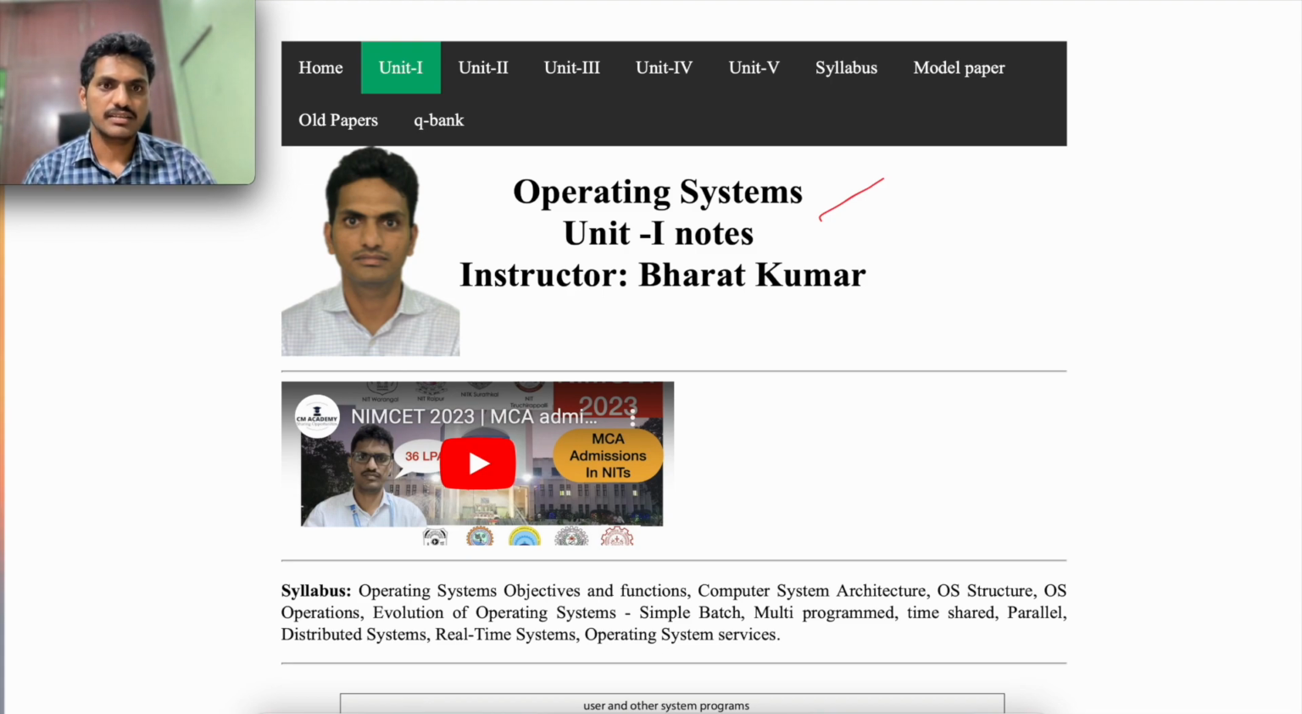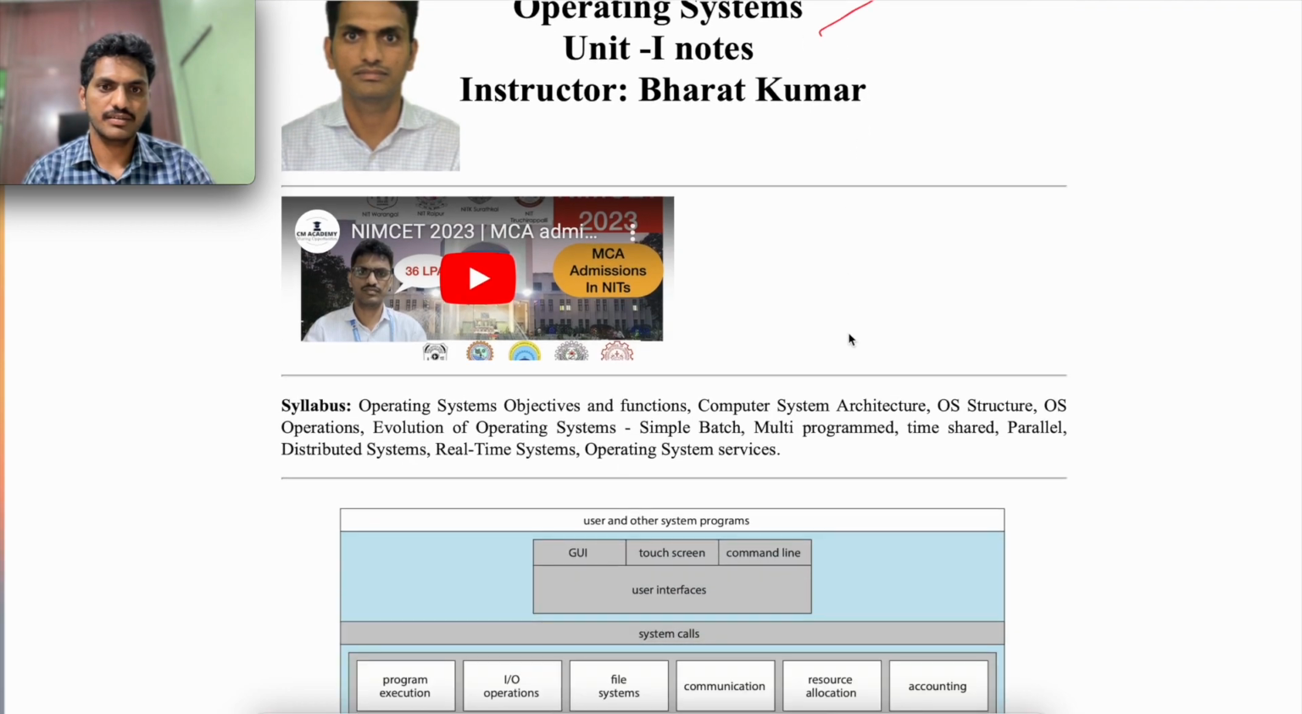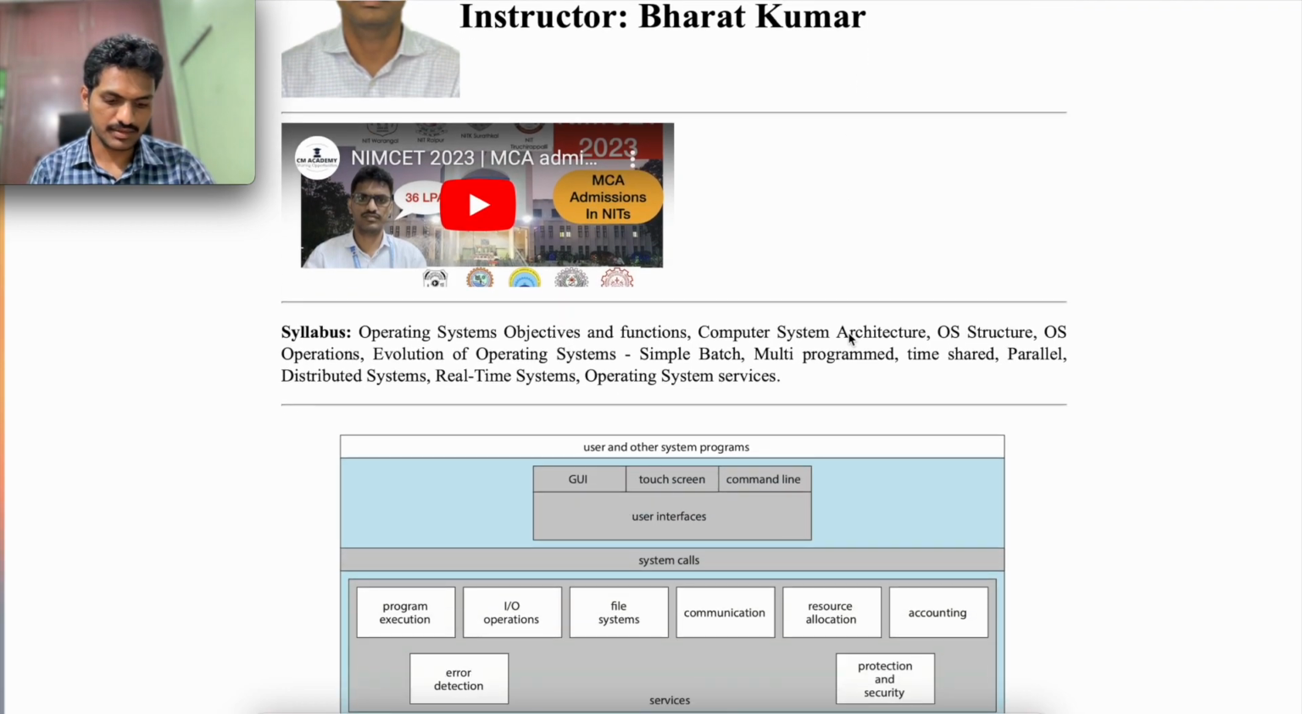Look at the syllabus. Here the syllabus is operating system objectives and computer system architecture, OS structure and evolution of operating system. The important question here is first on operating system objectives and functions, and then we will see some definitions.